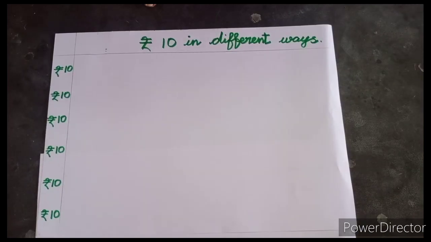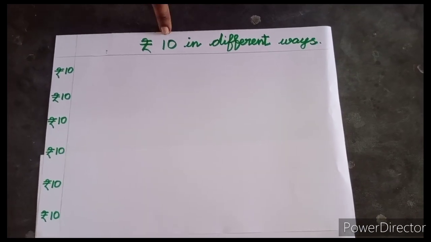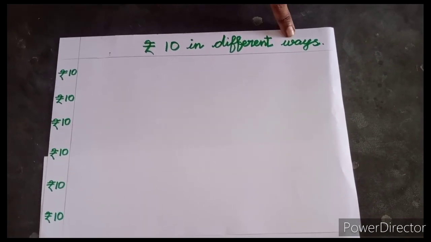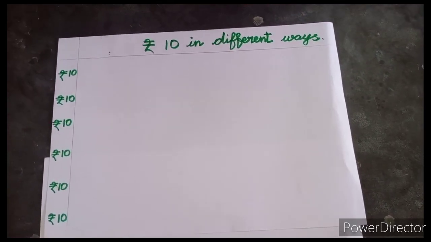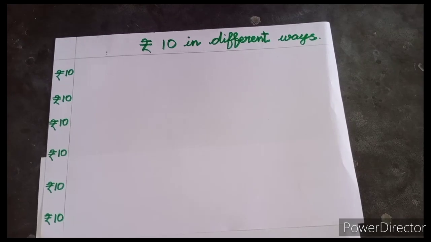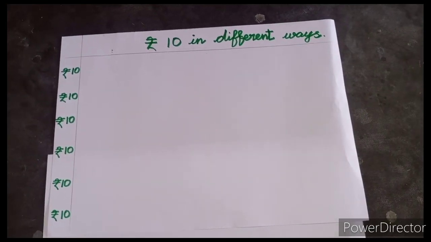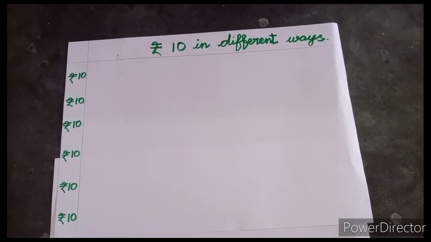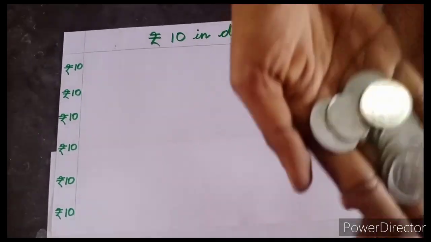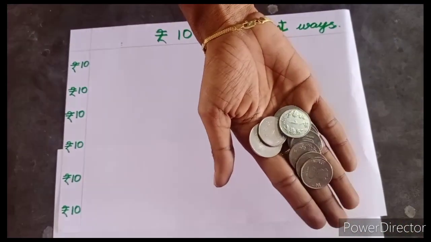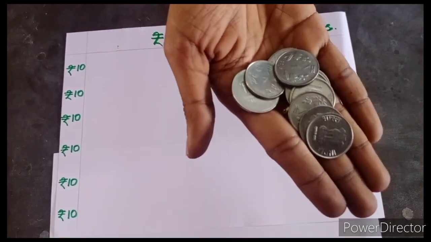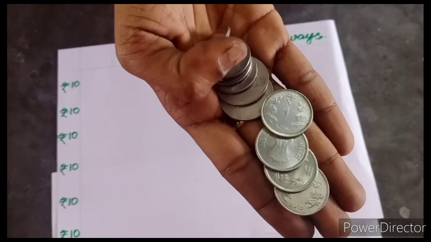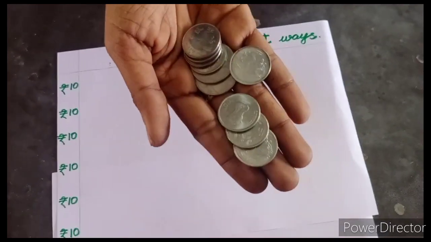Children, now we are going to find rupees 10 in different ways. First we are going to use 1 rupee coins to get rupees 10. How many 1 rupee coins do we have to use to get rupees 10? Shall we?